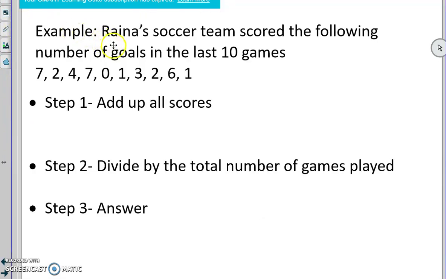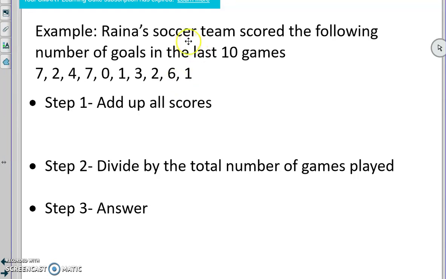Okay, so here's an example. Raina's soccer team scored the following number of goals in the last 10 games. 7 goals, 2 goals, 4 goals, 7 goals, 0 goals, 1 goal, 3 goals, so on, right? So step 1, add them all up. So just literally add them up, right?